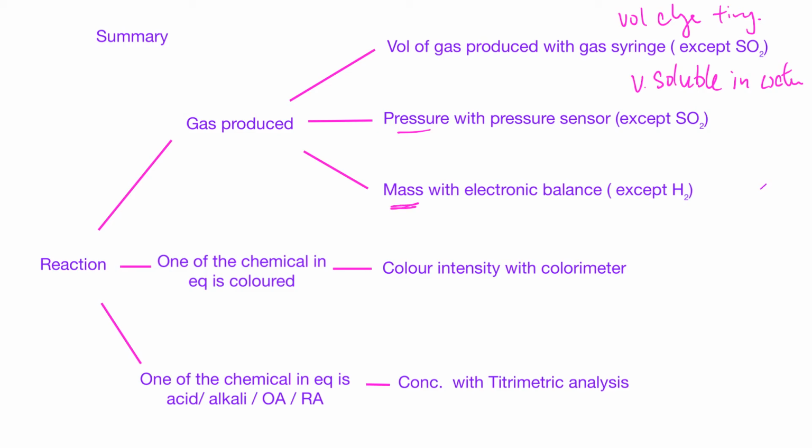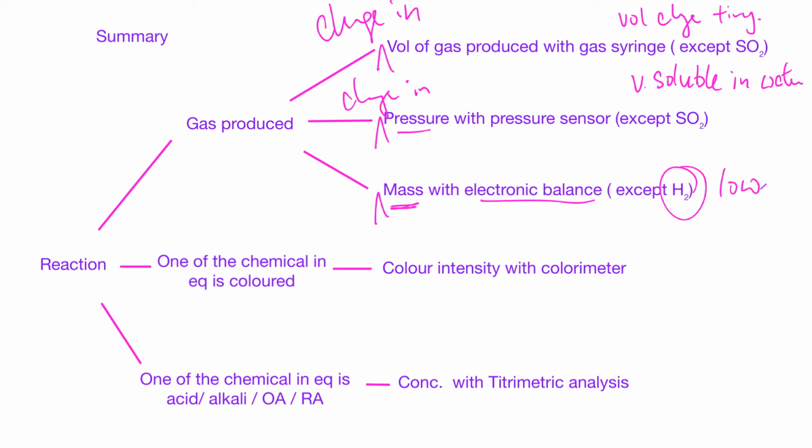If we have gas produced, mass can also be used, change in mass with an electronic balance. Remember, all these have the words change in: change in volume, change in pressure. I didn't write that down because I don't want to make the whole thing so messy. Remember H2 cannot be used for this one because it has a very low density. And then if in the reaction you have one chemical which is colored, then you can measure the change in color intensity using a colorimeter.